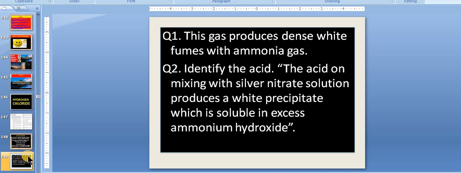Second: the acid on mixing with AgNO3 produces a white precipitate which is soluble in excess of ammonium hydroxide. Here some student has written nitric acid. Please check your answer. The acid on mixing with silver nitrate solution produces a white precipitate which is soluble in excess of ammonium hydroxide. So this is also HCl.